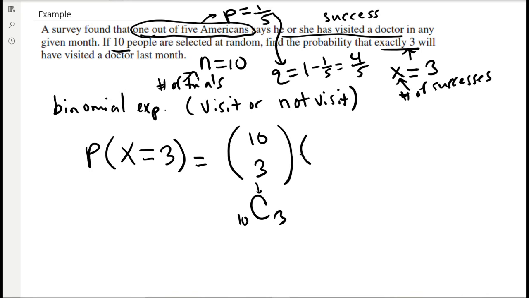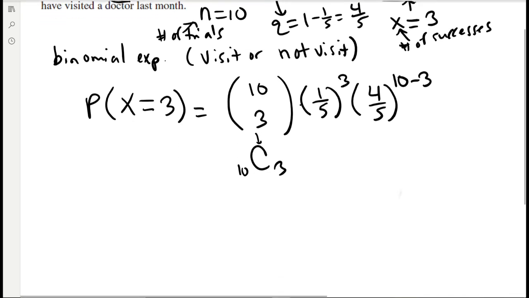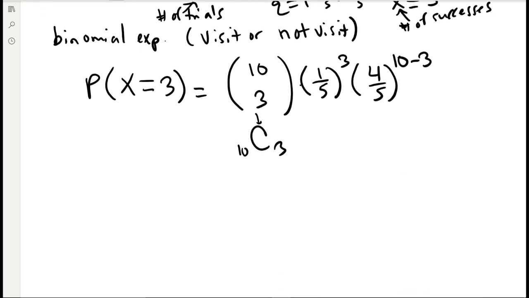So we can plug them in. We have 1/5 raised to the 3rd power, remember it's to the x power, times 4/5 to the n minus x power, so 10 minus 3 power. So basically 3 successes and 7 failures. These exponents always have to add up to the total number of trials. So this is going to be a 7, and 7 and 3 make 10.